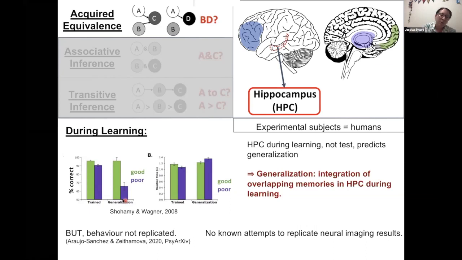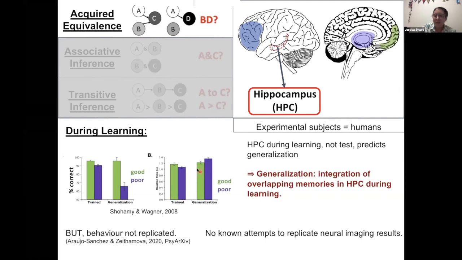And they looked at people who were good and not so good at generalization. But if you look at the y-axis here, you see that it starts at 50%, which is chance. So all of these people were actually pretty good at generalization. Even the people who are classified as poor generalizers are still generalizing above chance. And if you look at the response times for these generalized responses, particularly for the good generalizers, the response times were basically the same as the response times for the trained associations.